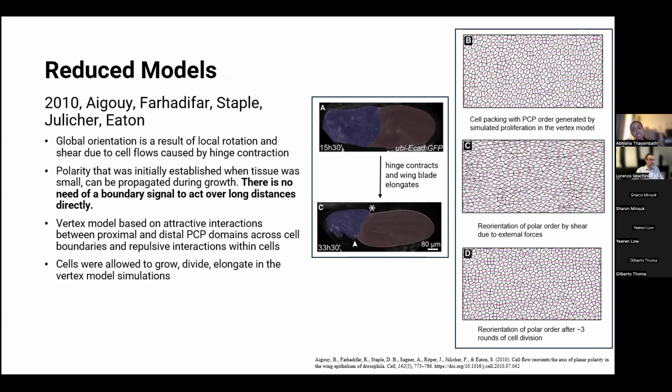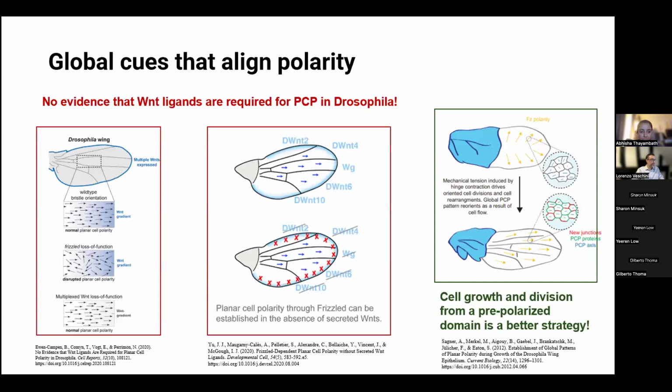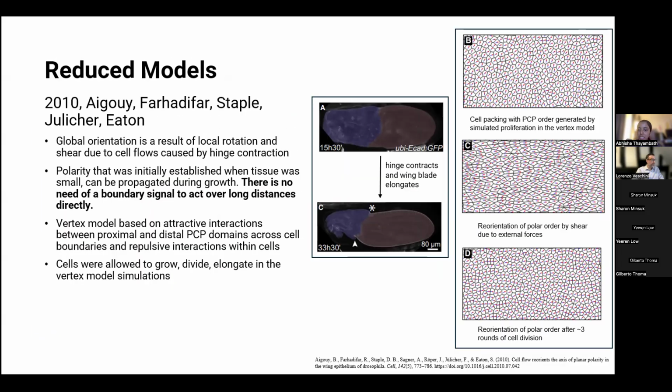So they model this using a vertex model based on attractive interactions between the proximal and distal PCP domains across cell boundaries and repulsive interactions within these domains inside cells. So this model takes into account cell mechanics, cell adhesion, and cell division, and they do not attempt to describe all details of interactions between PCP proteins.